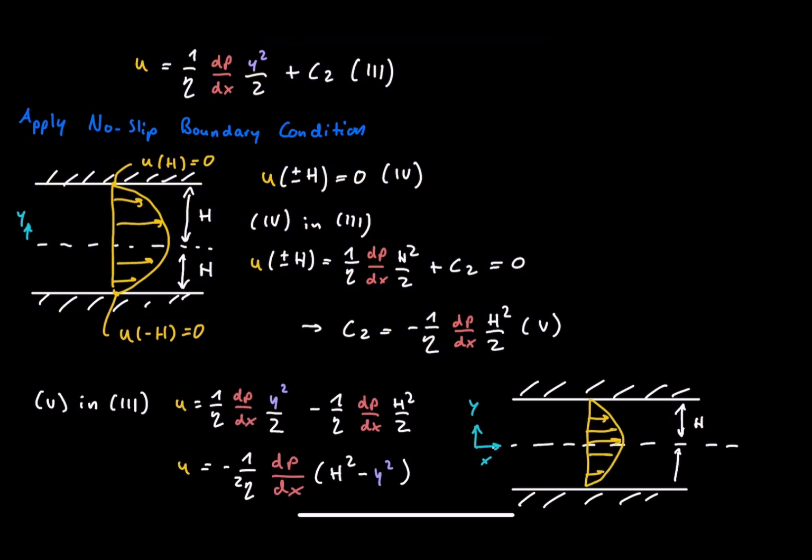This is the classic parabolic velocity profile for laminar flow between parallel plates. Maximum velocity occurs at the center line, velocity goes to 0 at the walls, and the curvature is set entirely by the pressure gradient and the viscosity.